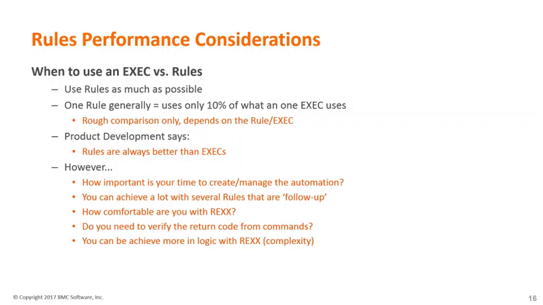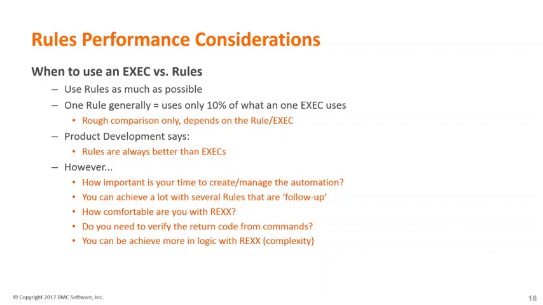We also need to consider when to use execs versus rules. Well, there's a rule of thumb. You always want to use rules as much as possible. They just simply run a lot more efficiently than the execs. Typically, you can run 10 rules in the place of one exec in terms of overhead. The BMC development folks say you should always use rules instead of execs where possible.